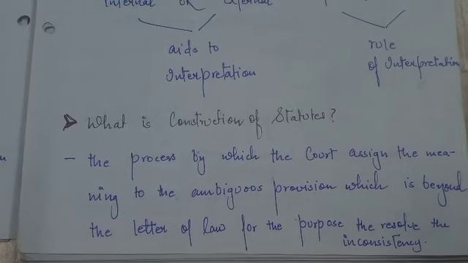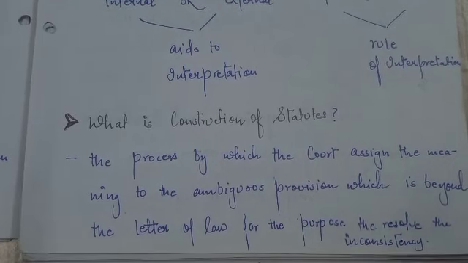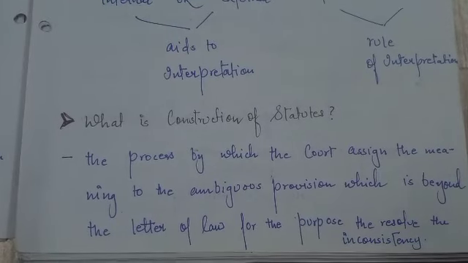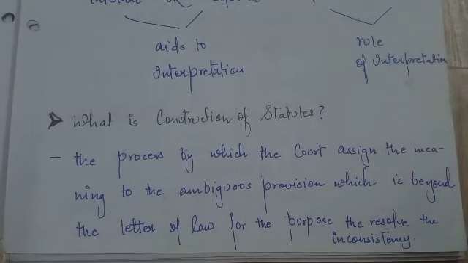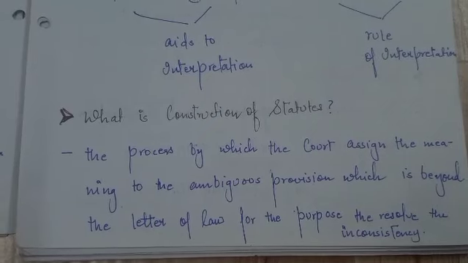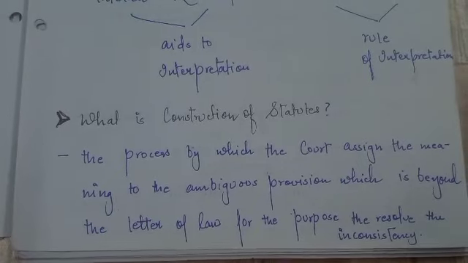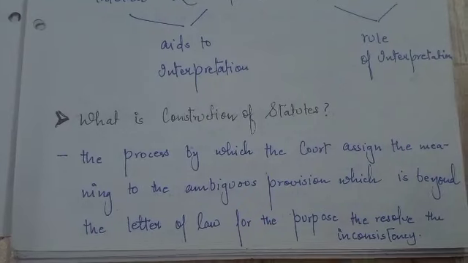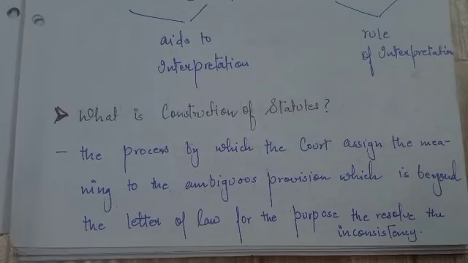So usually the authors of various books or the authorities have tried to define this term construction as the process by which the court assigns the meaning to the ambiguous provision which is beyond the letter of law for the purpose of resolving the inconsistency. So now you might ask a question that in both the processes, that is interpretation and construction, हम एक इनकन्सिस्टेंसी को रिजॉल्व करने की बात कर रहे हैं, तो फिर इसमें डिफरेंस क्या है?